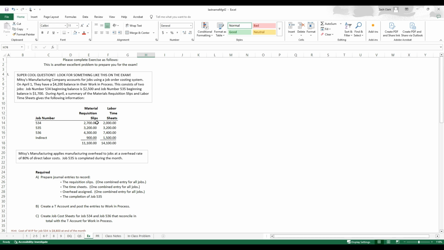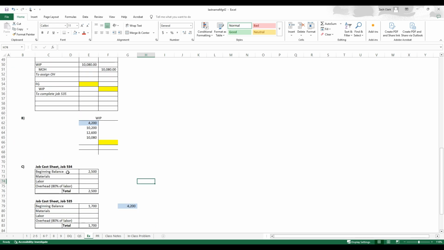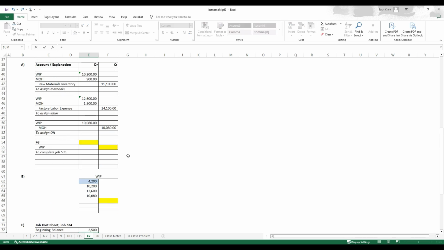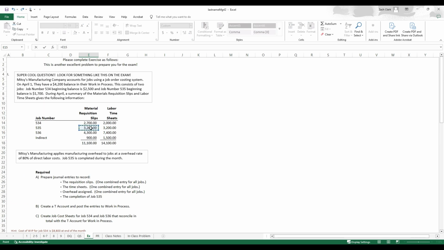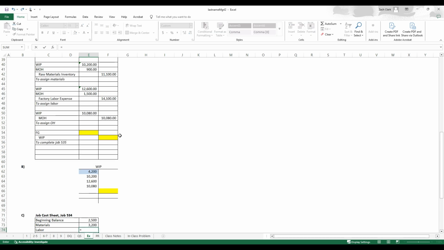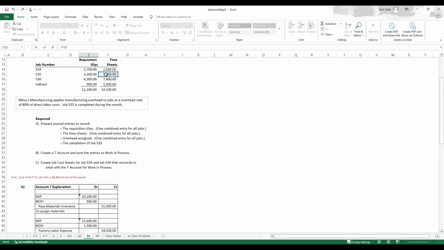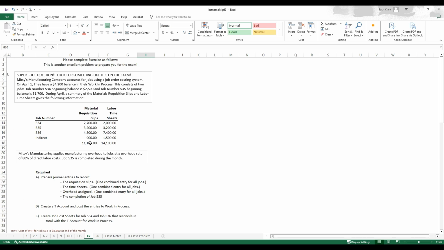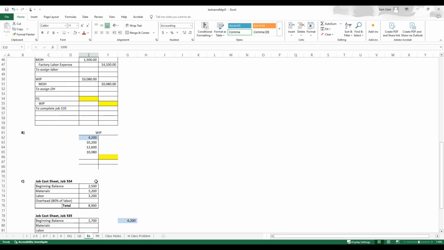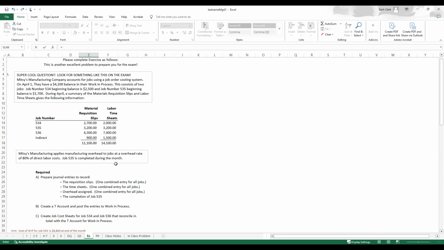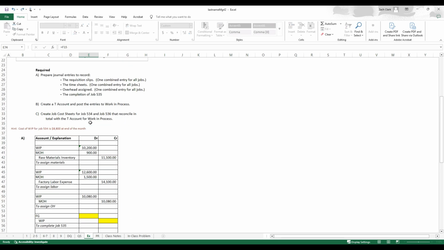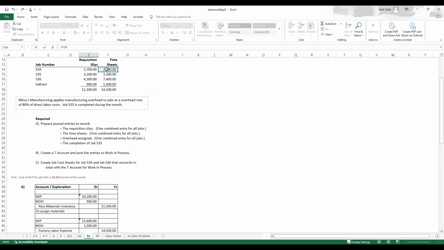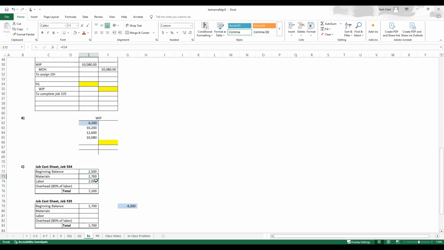So we've got job 534 first. For 534, I'm going to say equals, our requisition slip for materials was 2,700. Wait, was that 534 or 530? Oh, sorry, I was picking up 535. My bad, 534, first one. 2,700 and 2,000. So that's direct materials and direct labor.